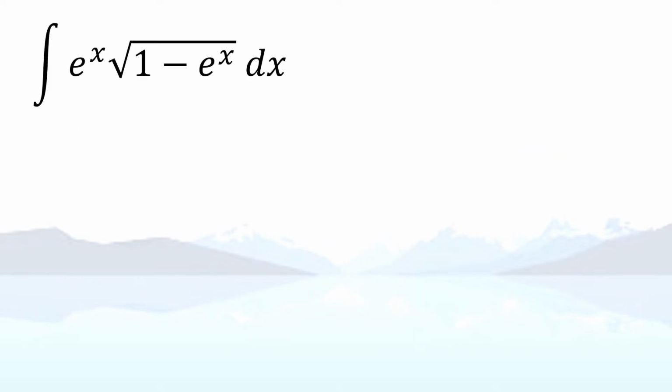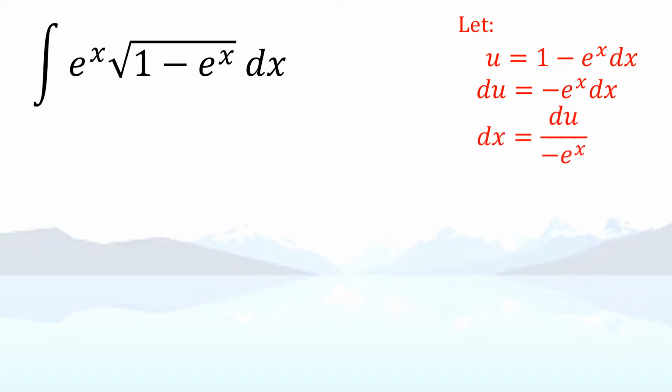Now let us have another one. Let us determine the integral of e to the x, square root of 1 minus e to the x, dx. So the first thing you need to do here is to let u be equal to 1 minus e to the x. And then we are going to get the derivative of u, which is equal to negative e to the x dx. Then we are going to divide both sides by negative e to the x. So we will be getting dx equals du over negative e to the x.